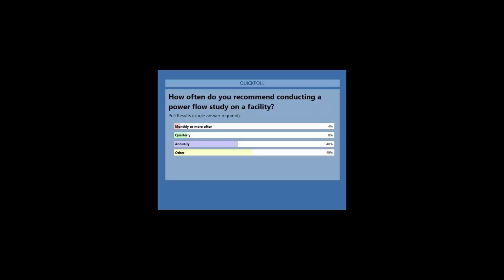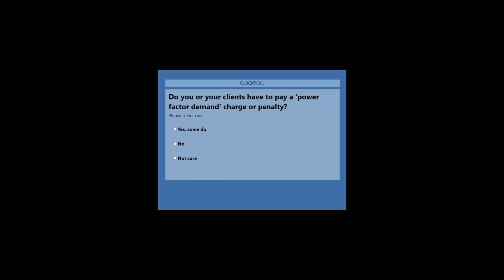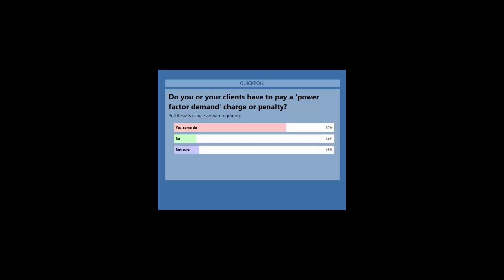So it looks like we have a quorum on this topic. Let me share the results. All right, looks like we have a fairly good distribution there. Then the next question is, do your clients have to pay a power factor demand charge or penalty as far as you know? And again, I'm really curious to see how the distribution on this one comes back. We live on the West Coast in an area that's very sensitive to issues with the utility connection. All right, looks like we have a quorum here. Here's how folks have weighed in. Okay, looks like we're talking to the right group.